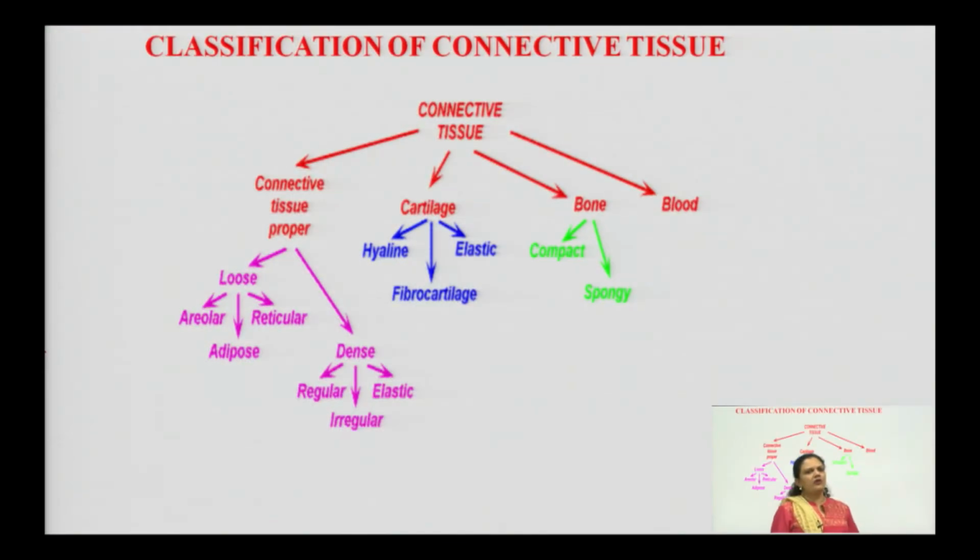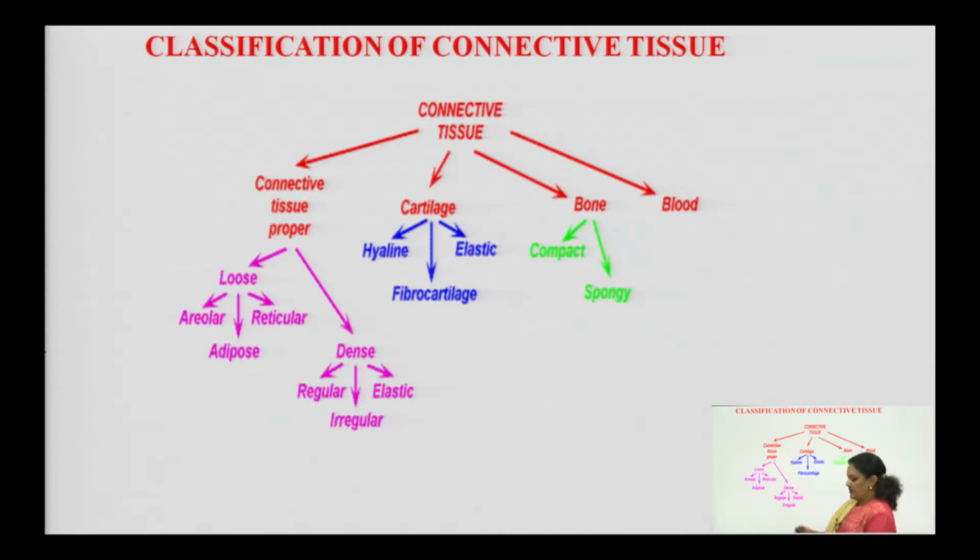First, we will be talking about the classification of connective tissue. The connective tissues are basically classified into 4 different classes. The first one is the connective tissue proper. The second one is cartilaginous connective tissue. The third one is the bone connective tissue and the fourth is the fluid connective tissue, or we can say the blood connective tissue.